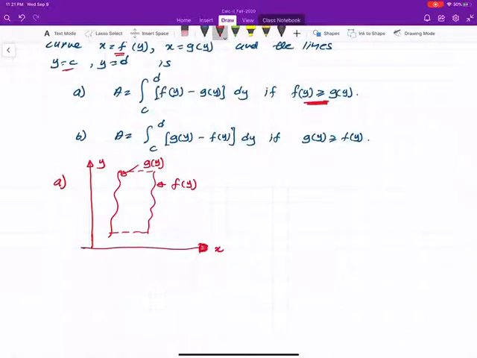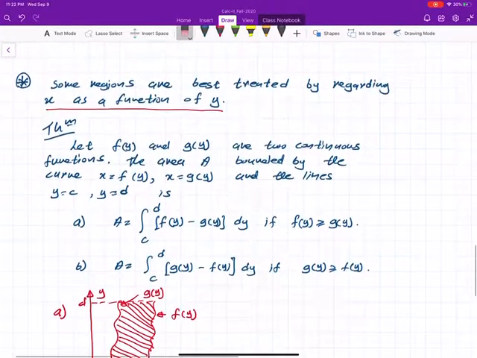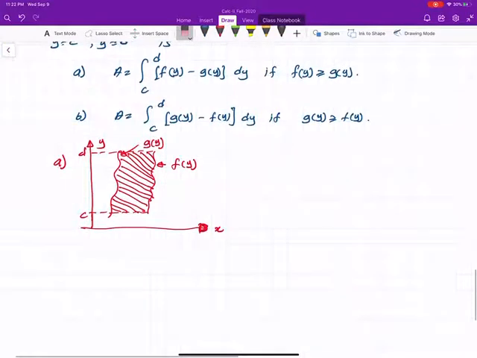It says y equals c, y equals d. That means this is c and that is d. So this is the region of interest. Okay, that's the region of interest. All right, that's part A.